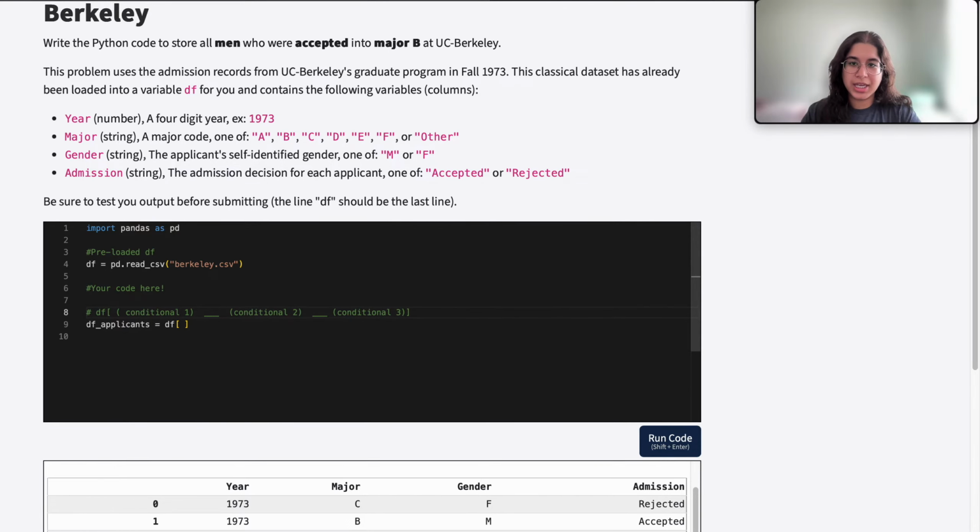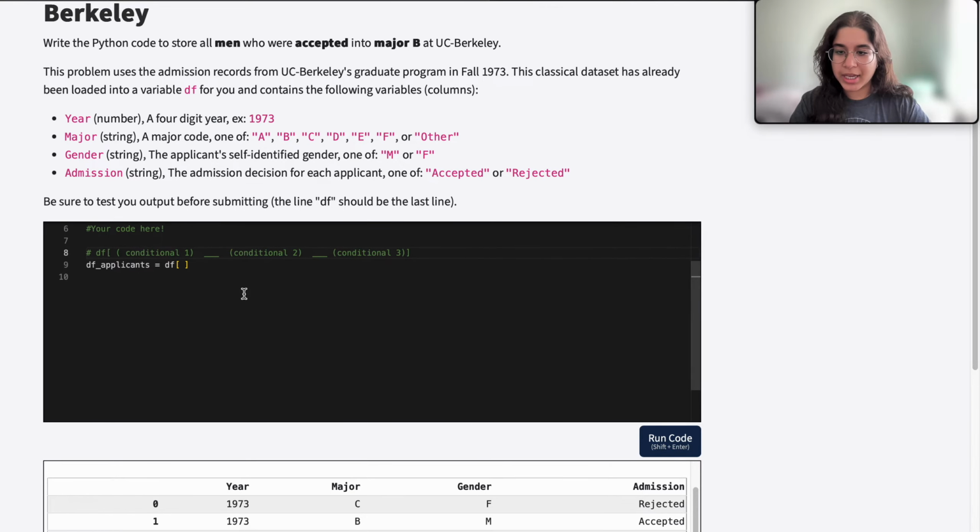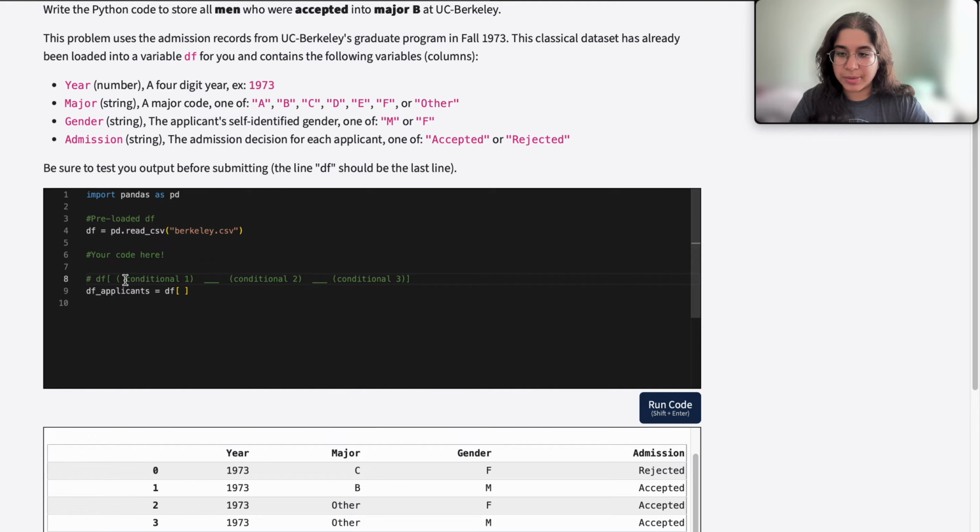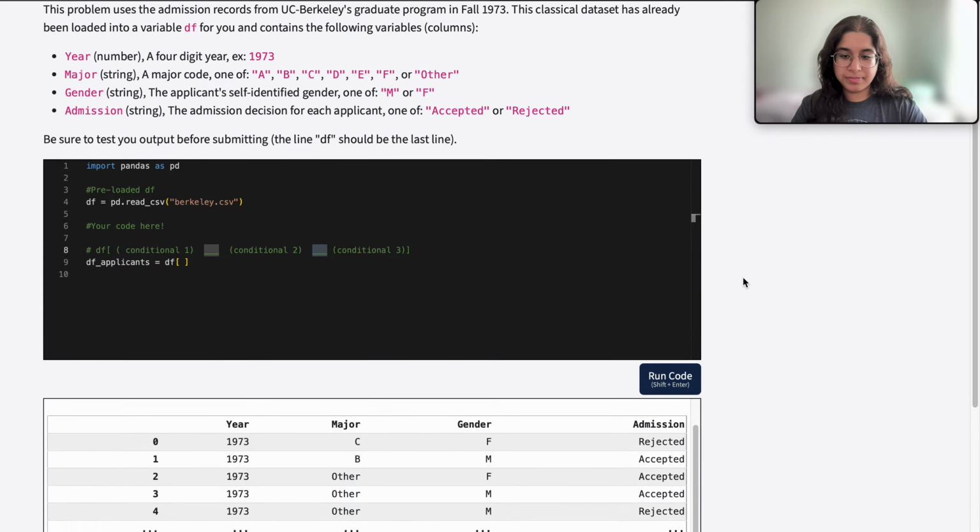We can put these conditionals in any order that we want. Even though it says men who were accepted into major B, it doesn't need to be specifically in that order. We can move around those conditionals, but we want to make sure of the Boolean operators that we put between each of these conditionals.